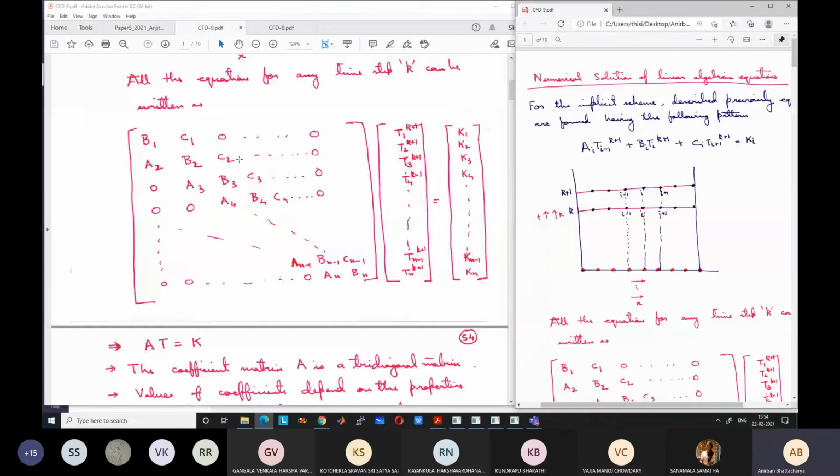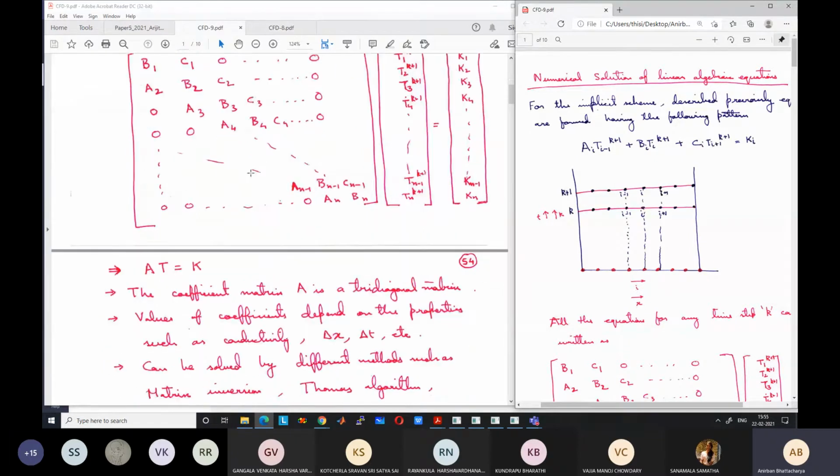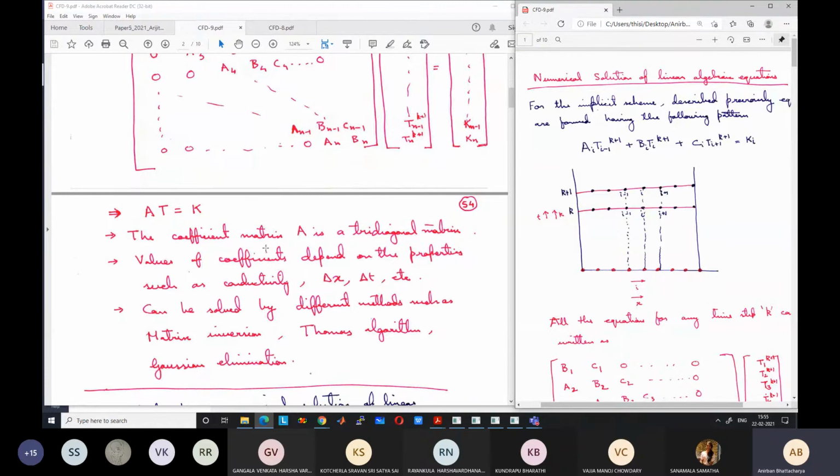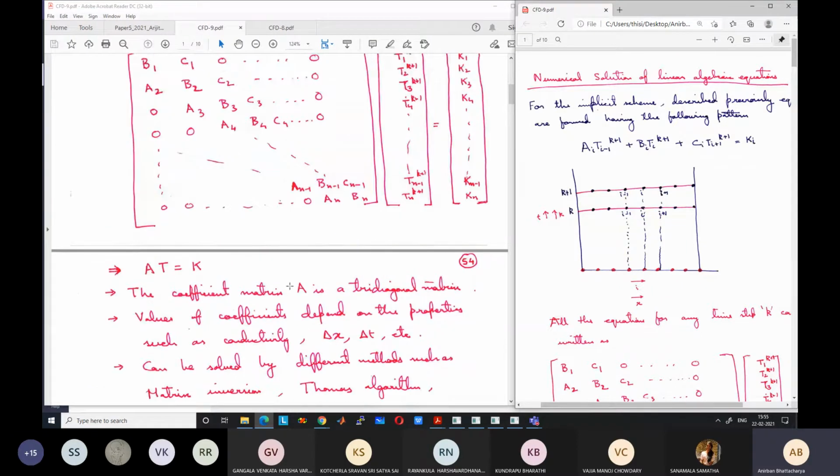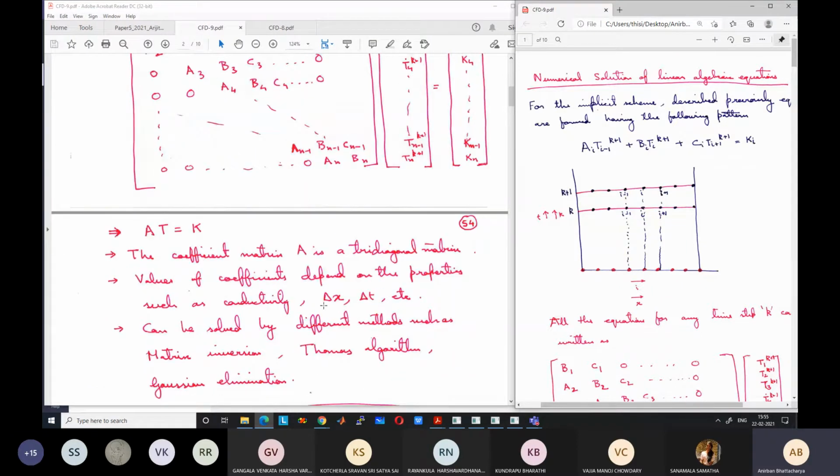Because it is such a sparse matrix and only the diagonal values are present, instead of typical methods of matrix inversion, there are some special methods which we can use to solve this problem much faster. Okay, so that is what we are going to check. So the coefficient matrix A is a tridiagonal matrix. The values of the coefficients, I have already discussed, depend on conductivity, delta X, delta T, etc. This can be solved by different methods such as matrix inversion. Matrix inversion itself can be done using Gaussian elimination, or any other way of matrix inversion.